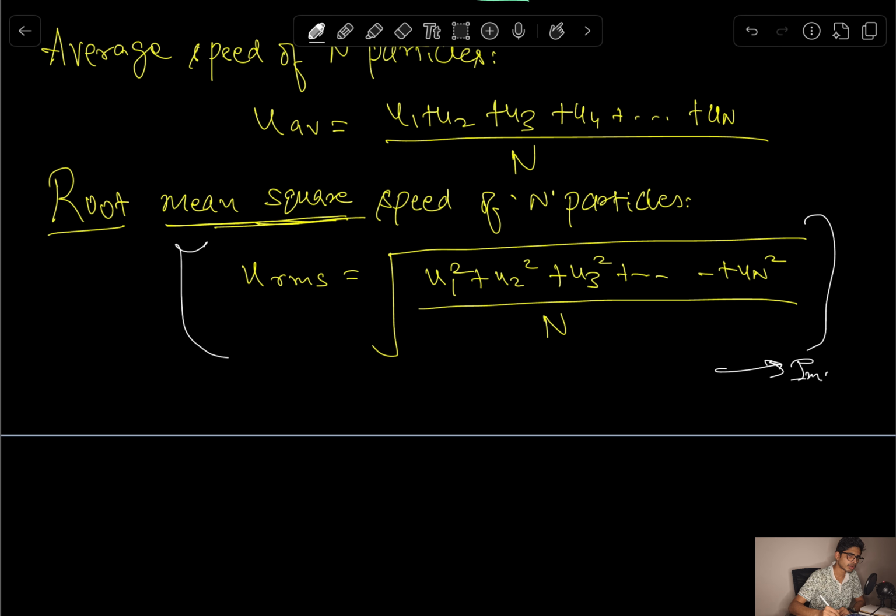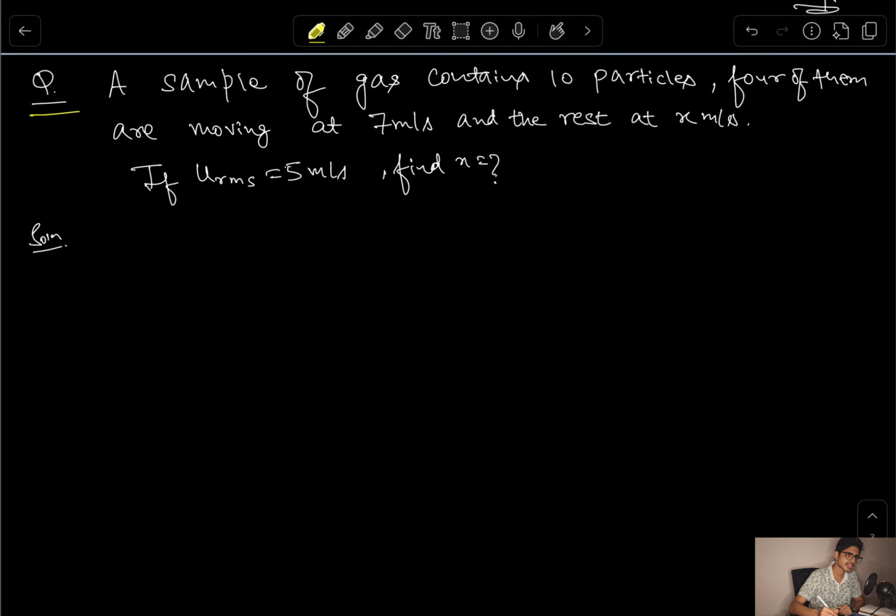So now we'll solve a problem based upon it. A sample of gas contains 10 particles. 4 of them are moving at 7 meters per second, the rest at x meters per second. If the root mean square speed is 5 meters per second, find the value of x.